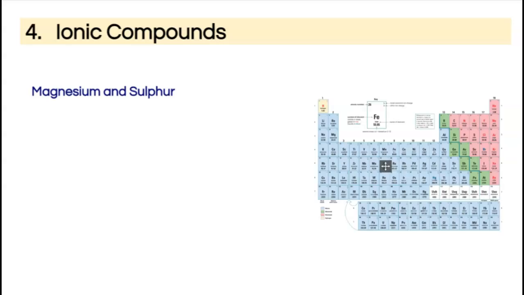All right, so let's see if we can figure this out. I found magnesium on my periodic table. It's right here, and so it's in my second group. I know that means it's going to have 2 valence electrons. And then I'm going to find sulfur. Sulfur is right here, and based on its group, has 6 valence electrons. So I'm going to draw those electrons out: 1, 2, 3, 4, 5, 6.